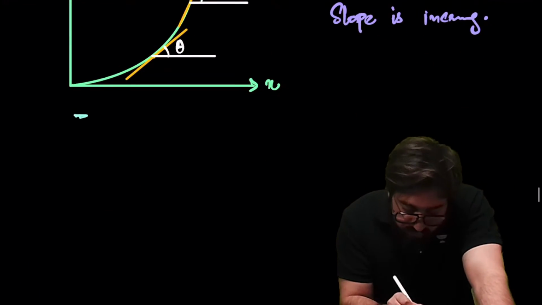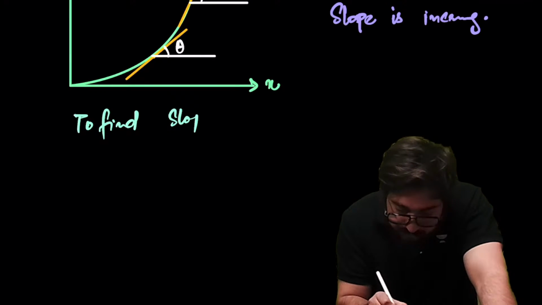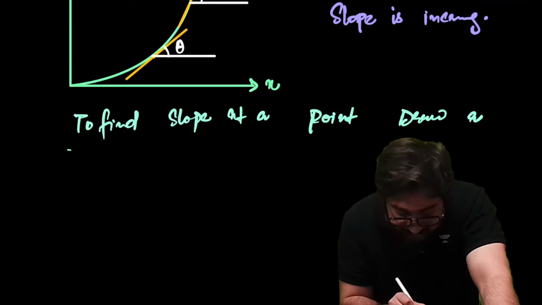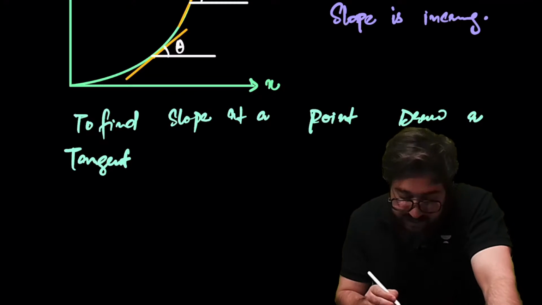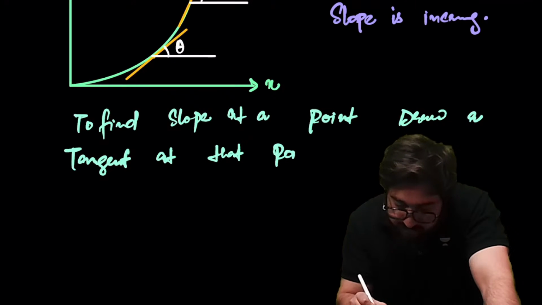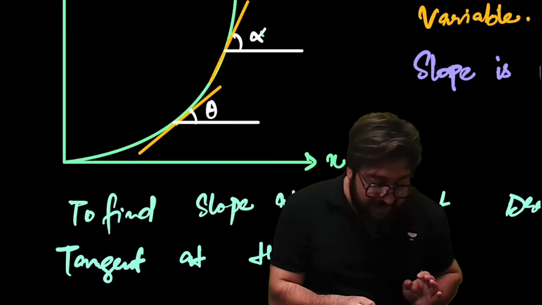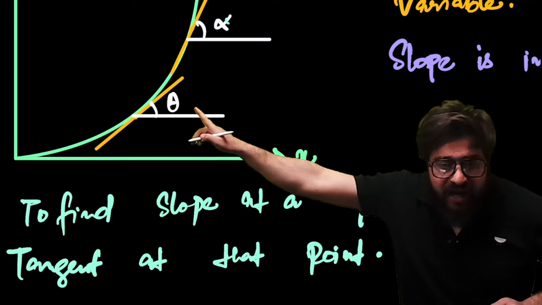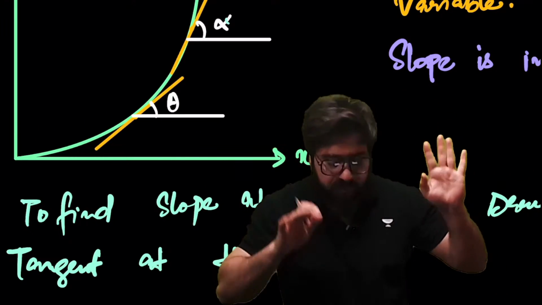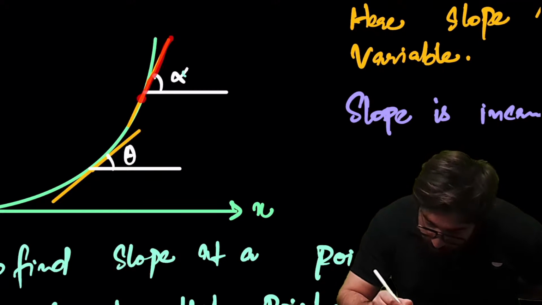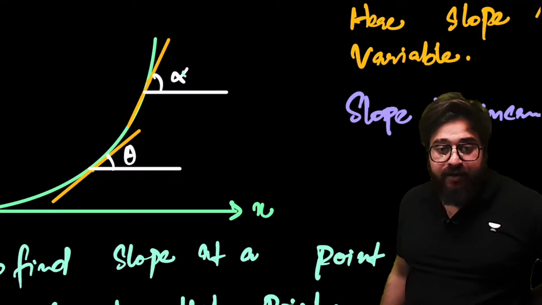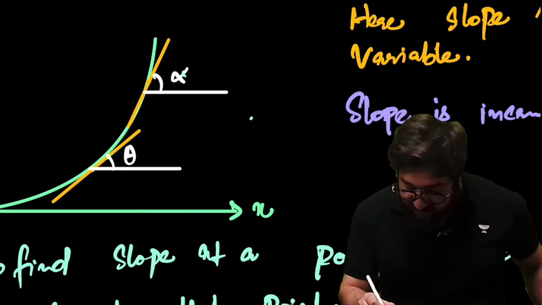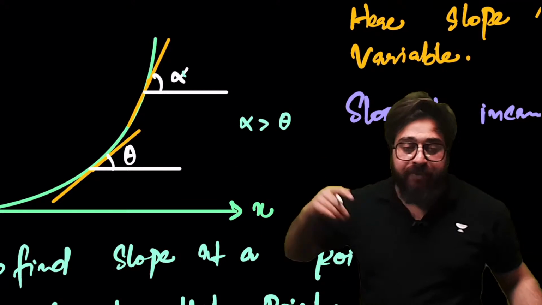So to find slope at a point, draw a tangent at that point. In order to find the slope at this point, I'm drawing a tangent and checking how much angle it is making. Then you'll get the slope. You can clearly see slope at this point is greater than at this point. So we say slope is increasing, because the angle at this point is alpha, the angle at this point is theta, and alpha is greater than theta.